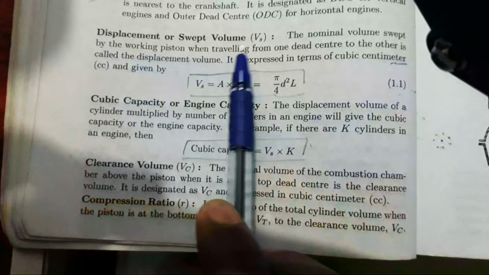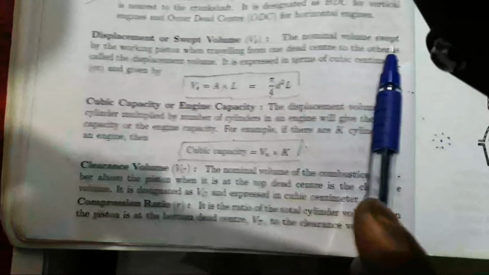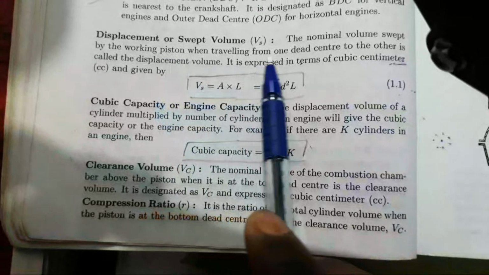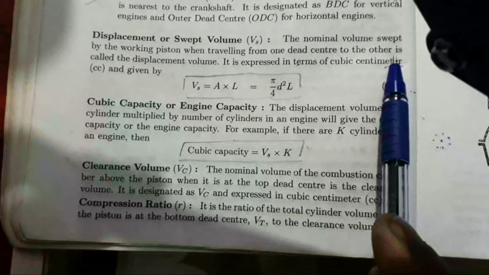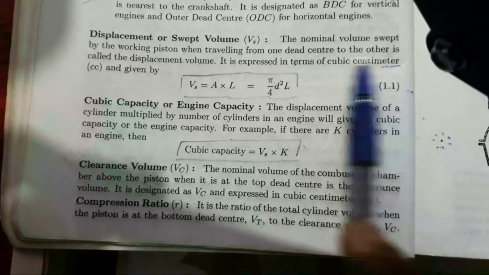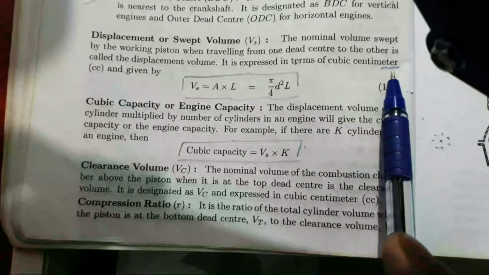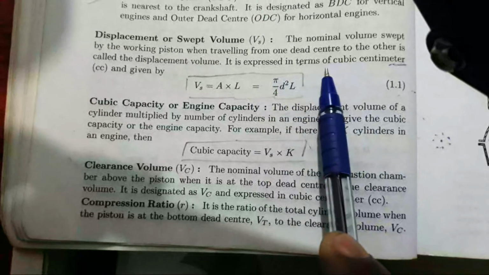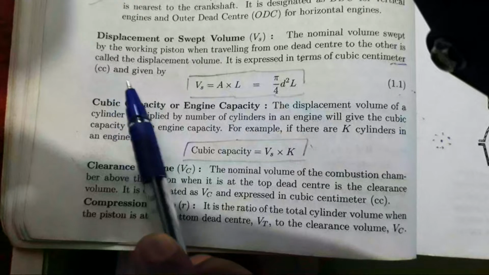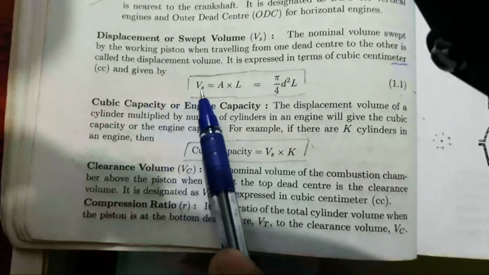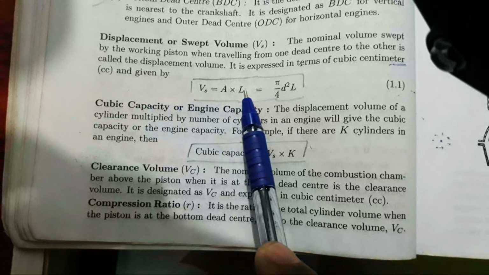Displacement or swept volume, Vs. The nominal volume swept by the working piston when traveling from one dead center to the other is called the displacement volume. It is expressed in cubic centimeters, that is cc, and given by Vs is equal to area into L, the stroke length.